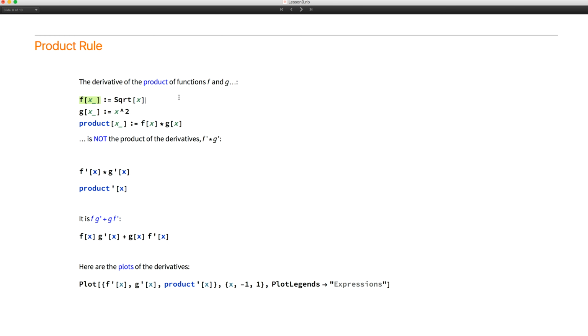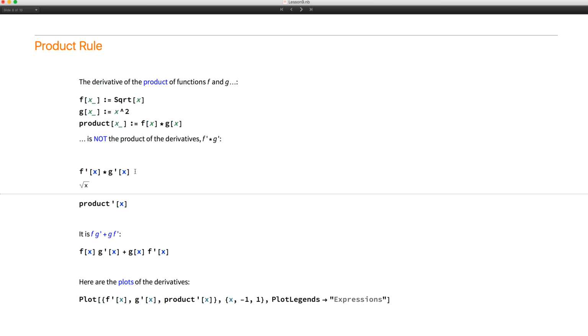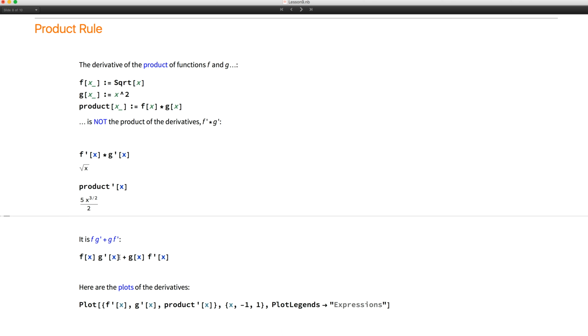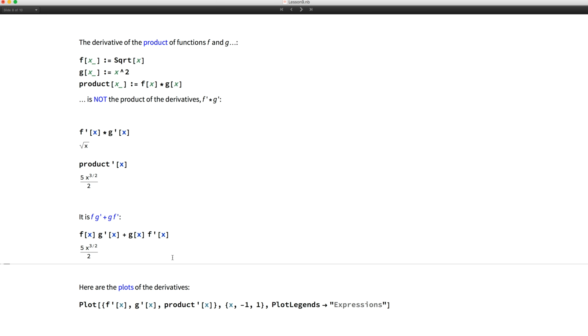Well, if you have a function f of x, another function g of x, and you multiply them to get the product, you might think that the derivative of the product is the product of the derivatives, but that is not the case. In fact, if you work it out over here, you get square root of x in one case, and you get quite a different answer in the other. And it turns out that in this case, the correct formula is you do f times g prime plus g times f prime, and then you do get back the correct answer for the derivative of the product.